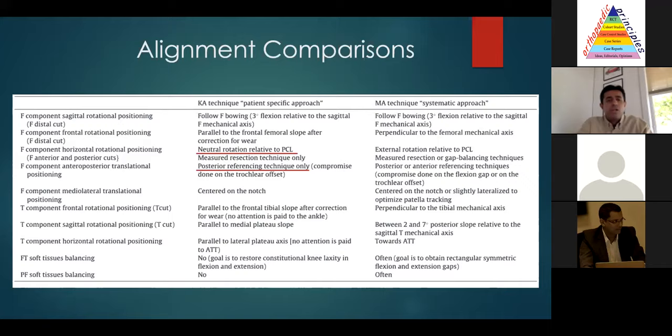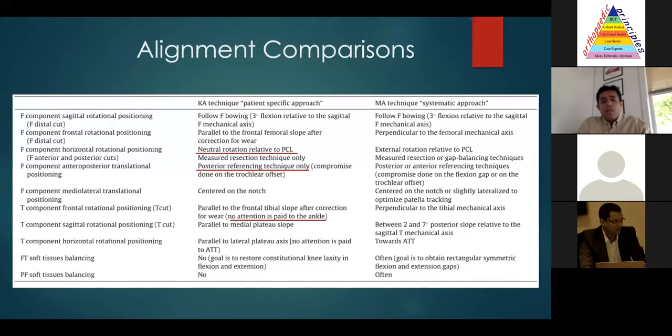What about the anterior posterior positioning of the femoral component? Well, in the kinematic knee, since you're focusing only on bony landmarks, you're only using the posterior referencing technique. So you're relying on those posterior condyles. But in the mechanically aligned technique, you can rely either on the anterior surface of the femur or on the posterior condyles. And we switch this if this is a valgus knee in which you have a hypoplastic lateral posterior condyle, then you sometimes go into anterior referencing to make sure that you don't account for that defect in that posterior lateral condyle.